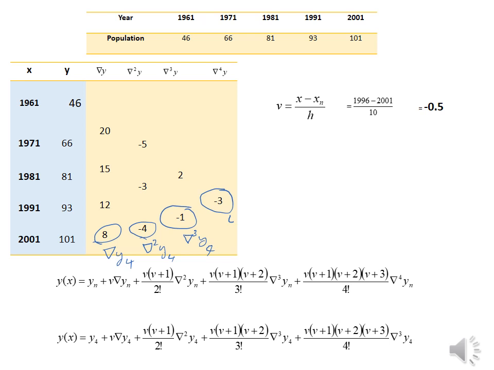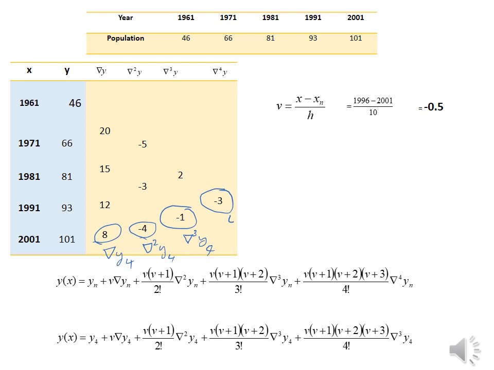Now we can identify the values for the formula. Since we are using Newton's backward interpolation, we write in terms of yn, here y4. So we identify del y4, del square y4, del cube y4, and the rest of the del y4 terms. So you can straight away apply the formula. In the formula, you just have a look at the formula.